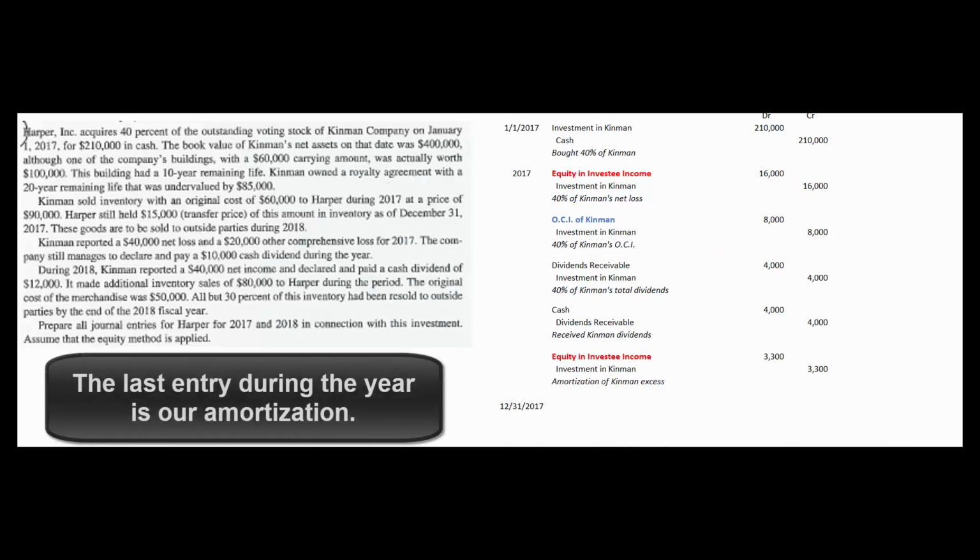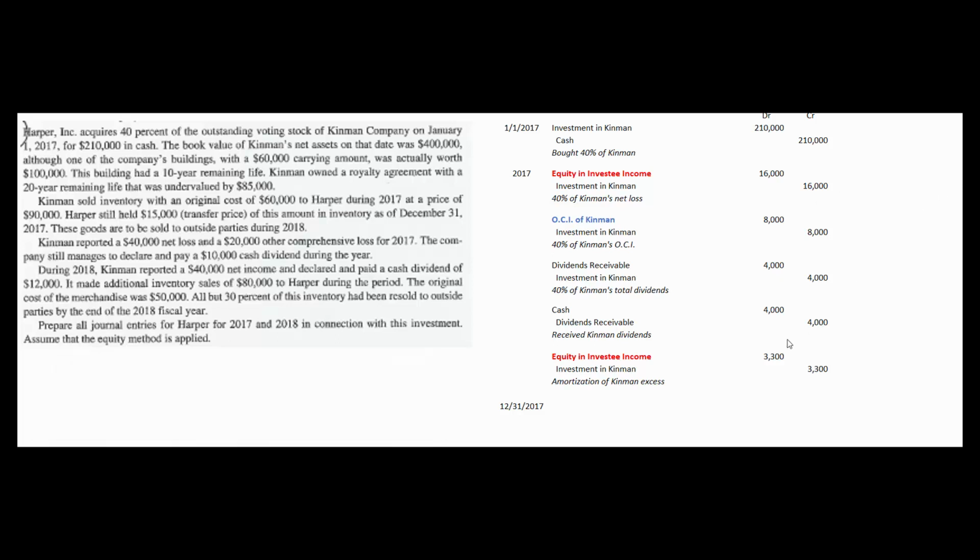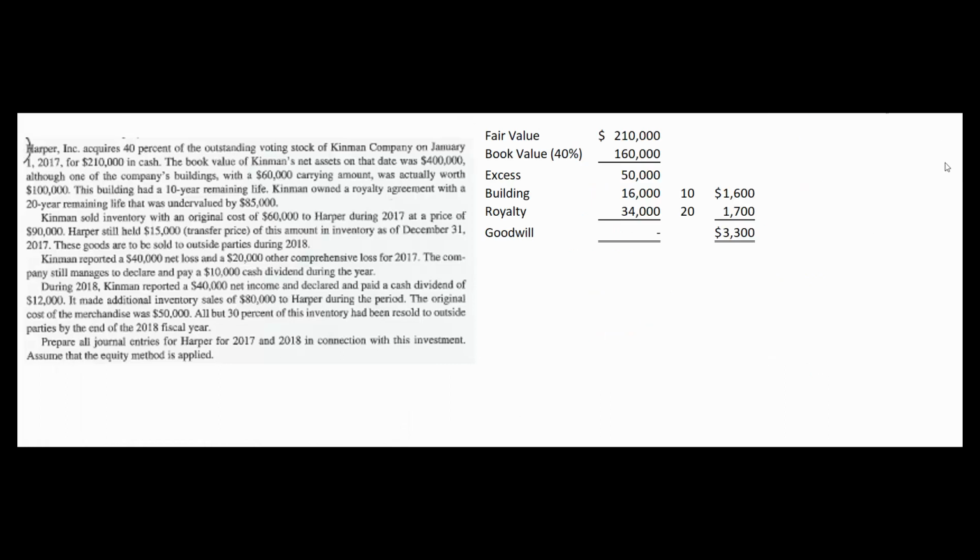Lastly, let's do that amortization. If we had purchased 100% of Kinman, then our depreciation expense on that building and the amortization expense on that royalty would have increased dramatically when we put those things on our books at their fair value. So if we buy 40% of them, maybe they should also increase.